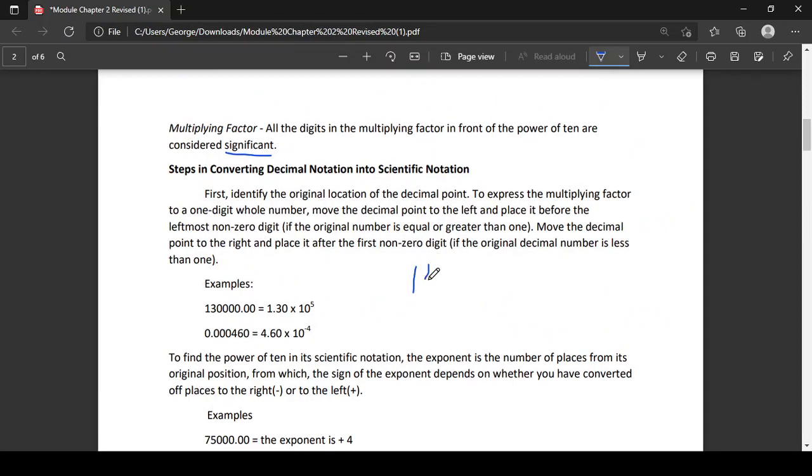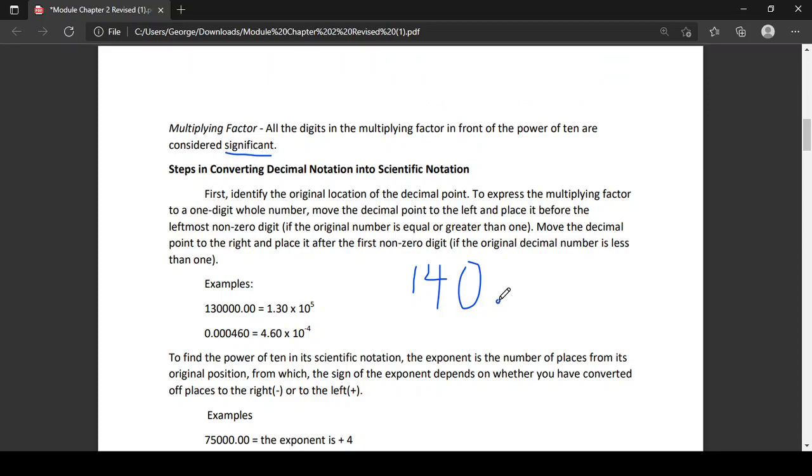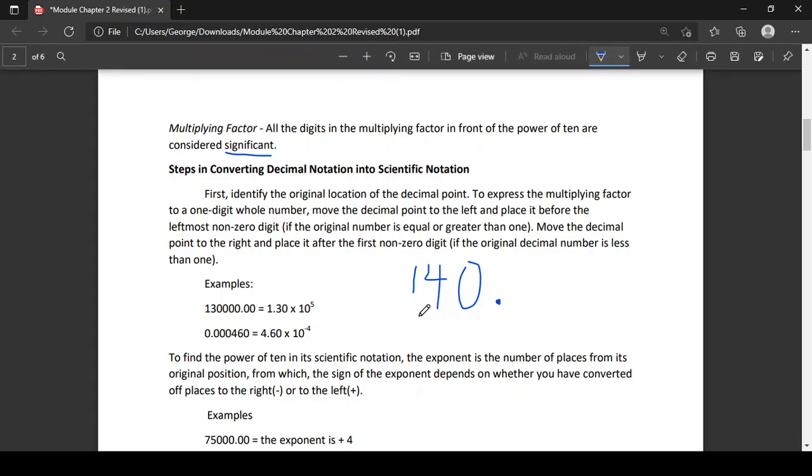What, kids, if there is no decimal point shown? For example, 140. Where do you think is the decimal point? Naturally, kids, after the 0. Very good. Understood, after the last digit of a whole number there is a decimal point. As you can remember from elementary.